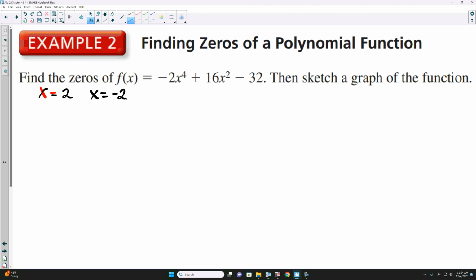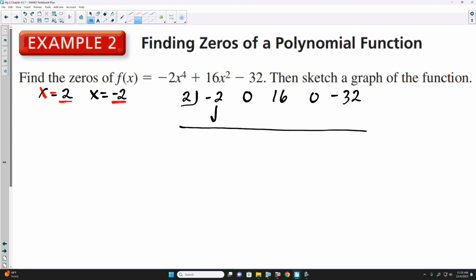Now one thing that we did miss out on in 4.4 is the factor theorem. The factor theorem states that a number or value is a solution if the remainder when dividing is 0. Because if we do long division or synthetic division, and the number we plug in gives a remainder of 0, then it is a solution, and it also means that it is a factor. So in this case, x plus 2 and x minus 2 would be factors.